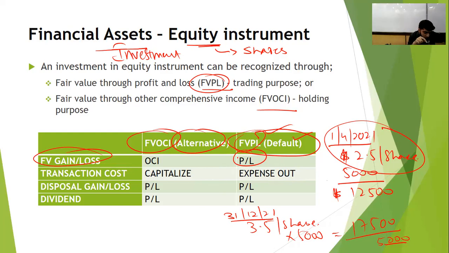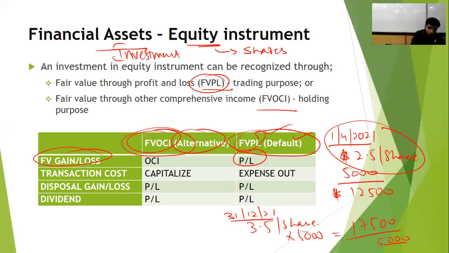Another option is, if you don't want to recognize this gain in P&L, it means you'll be following the fair value through OCI. And when we follow fair value through OCI, if we have bought these shares for holding purposes, it means we'll not recognize that particular gain or loss in P&L, although we'll recognize that gain or loss in OCI.